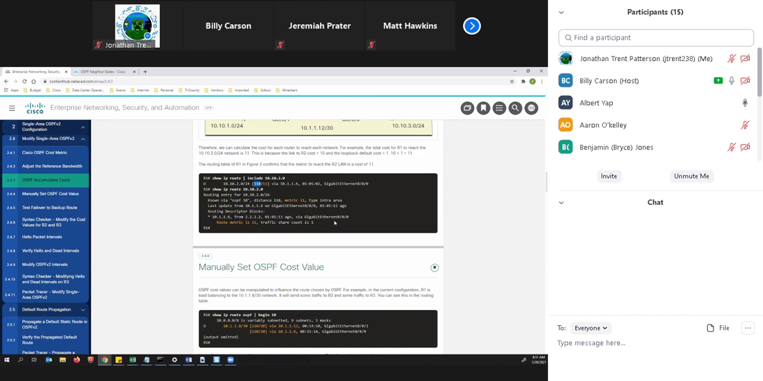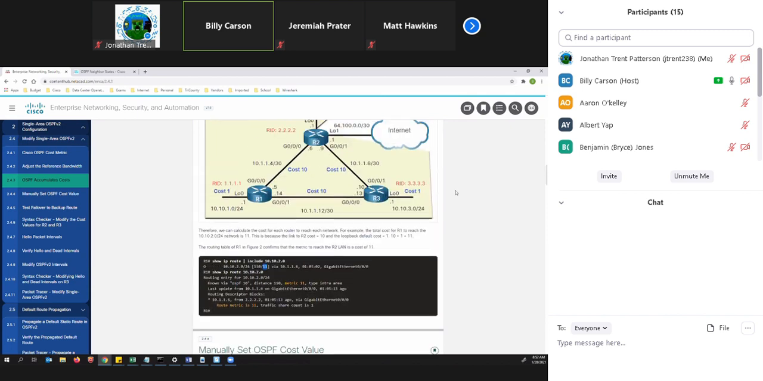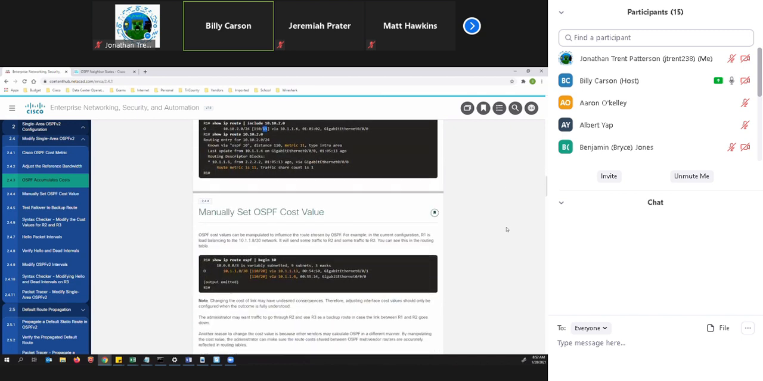The administrative distance? That's right. That's the administrative distance. OSPF, the administrative distance, is 110 for OSPF. It changes for different routing protocols. And this 11 is the metric. That's the cumulative of how it built up. Okay. So here's 10 and a cost of 1. So that's where it's getting the 11 right there.